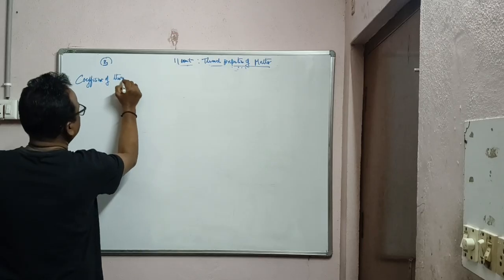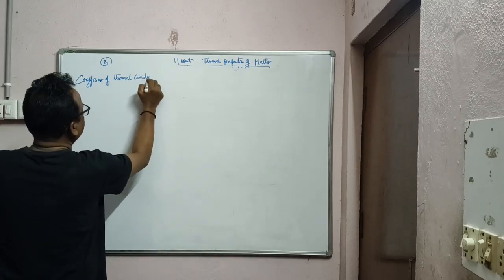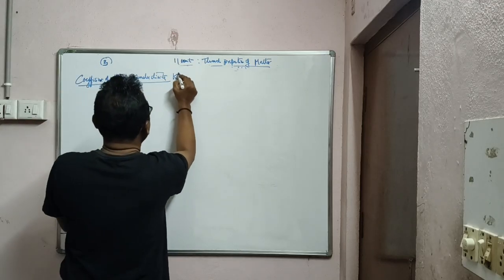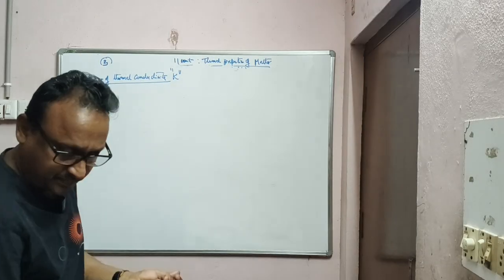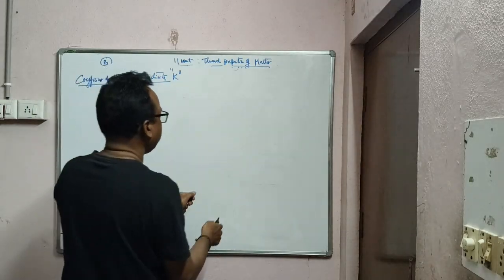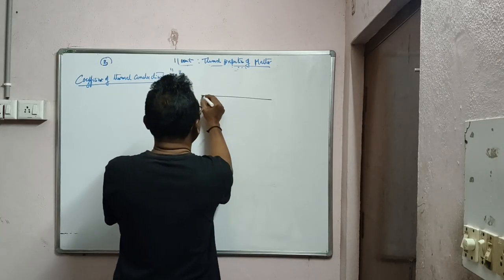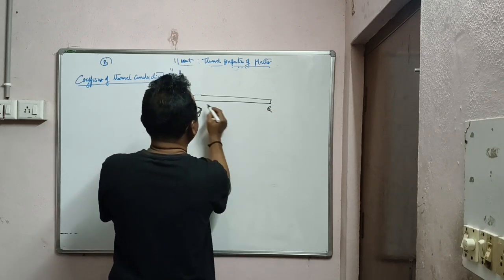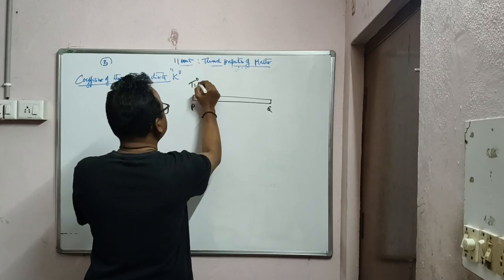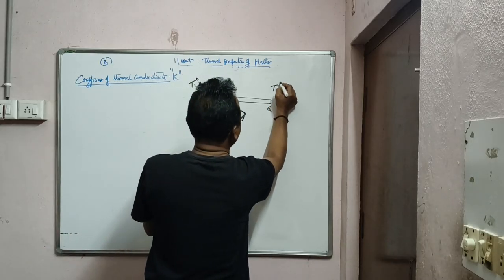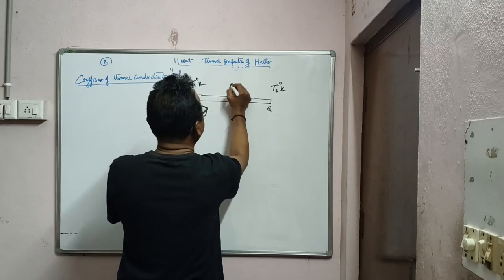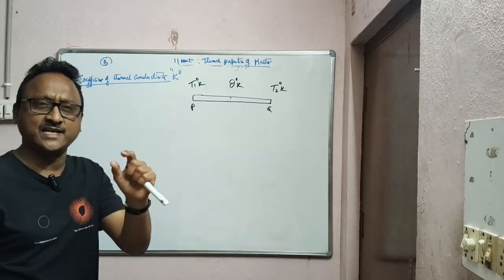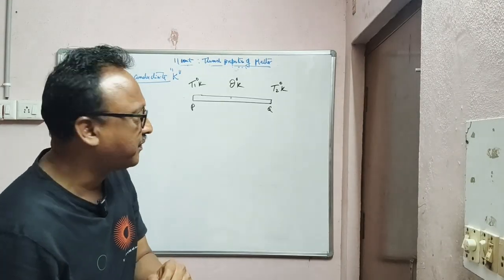Coefficient of thermal conductivity of the material. Generally this is indicated with the letter K. Now how to explain this one? See, very easy. For example, if we take a metal rod PQ, let one end be at temperature T1 degrees Kelvin and the other end T2 degrees Kelvin, and the middle some theta degrees Kelvin, because in this chapter we will be using theta as temperature, not for angle, please.